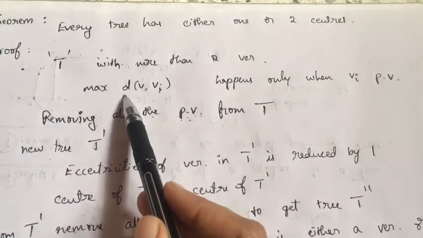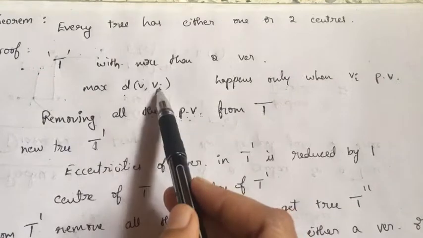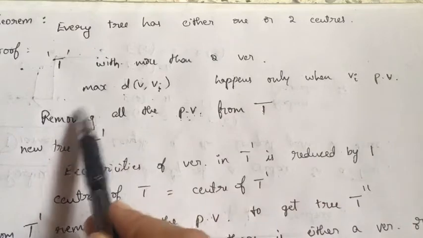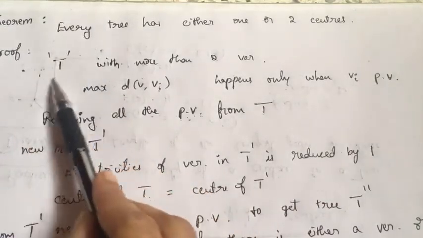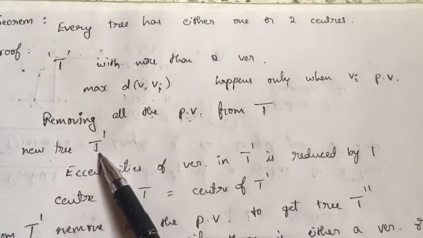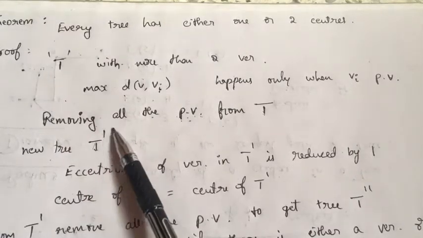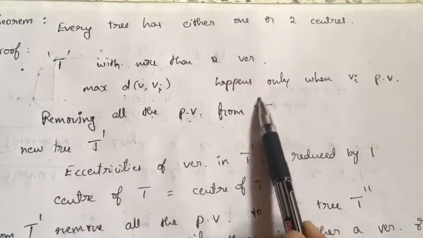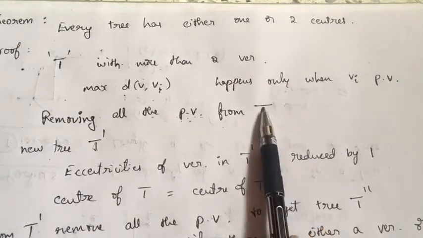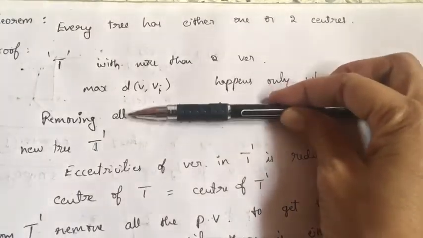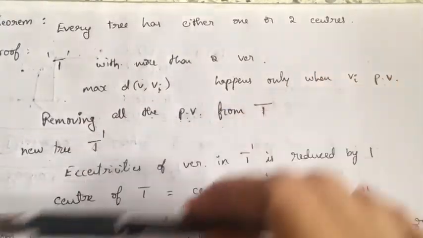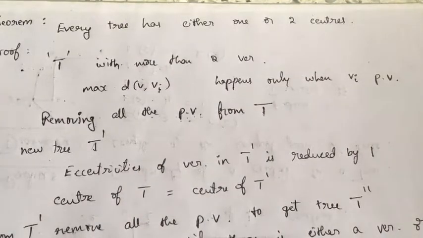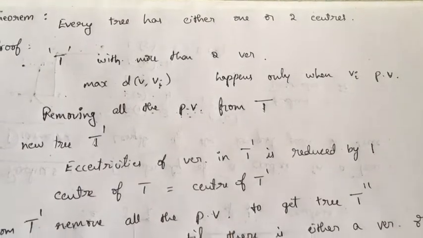Now, maximum distance occurs only if vertex Vi is a pendant vertex. What I am doing is removing all the pendant vertices from T. Now a new tree T dash is formed, and the eccentricities of all the vertices in T dash are 1 less than those of the vertices in T. While coming from T to T dash, eccentricities are reduced by 1, so this will not affect the center of T. So the center of T is the same as the center of T dash.